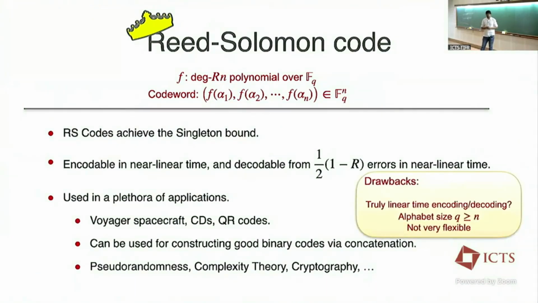But there are some drawbacks. One of the drawbacks is that the encoding time or decoding time has been stuck at near linear for a long time. But there are other codes that support truly linear time encoding and decoding. And similarly, alphabet size has to be at least n for Reed-Solomon codes, simply because we need n distinct points in the field to evaluate the polynomial on. And these codes are not very flexible in the sense that if I have my own favorite code with a certain property, I don't know how to get the best of both worlds like this.